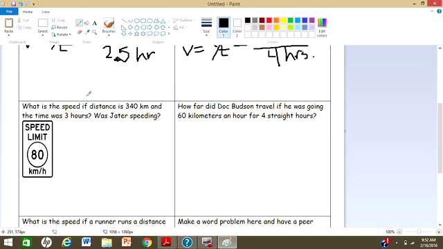Okay, well now we're on, what is the speed if distance is 340 kilometers and the time was 3 hours. Was Jader speeding? So if we look at this, we have a speed limit of 80 kilometers per hour. That's information we need for this last part. So we are looking for speed, and so we're using V equals D over T. I know that doesn't look very much like an equal sign, so I'll erase that. And we're going to set our numbers up. We have a distance of 340 kilometers.